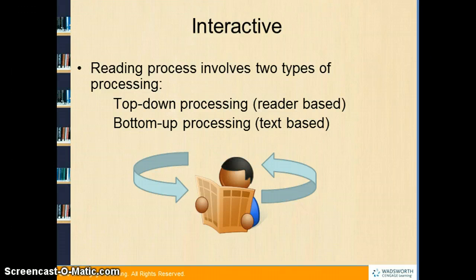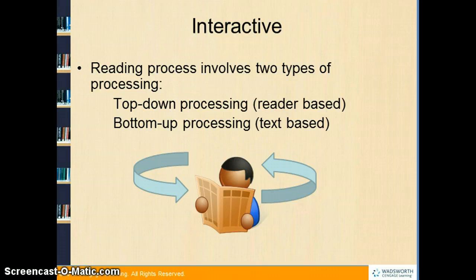Then there are the interactive theories, which are really information processing models. Interactionist theorists would say that the reading process involves two types of processing, top-down versus bottom-up. Top-down processing would start with the reader, and bottom-up processing would start with the text.